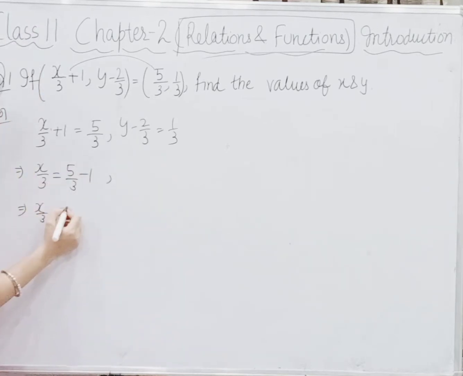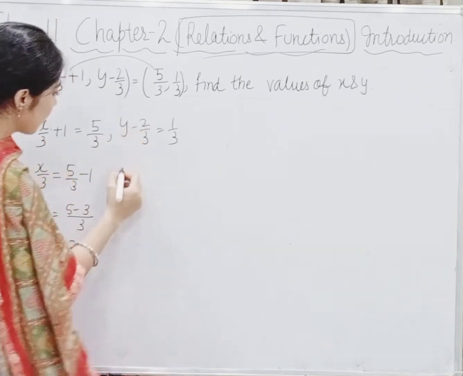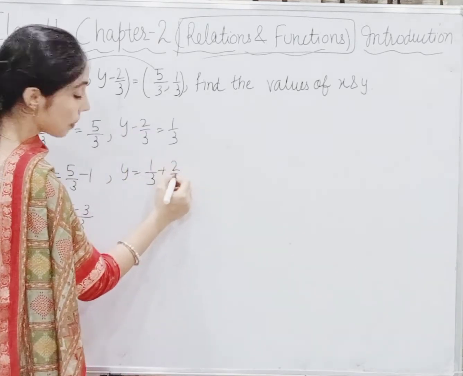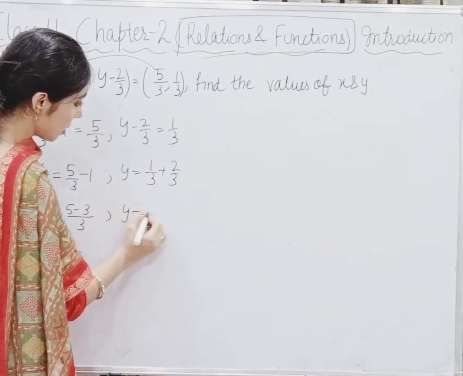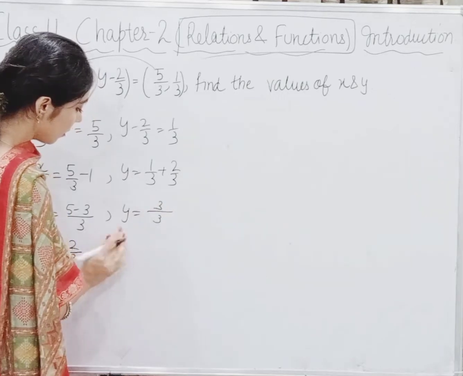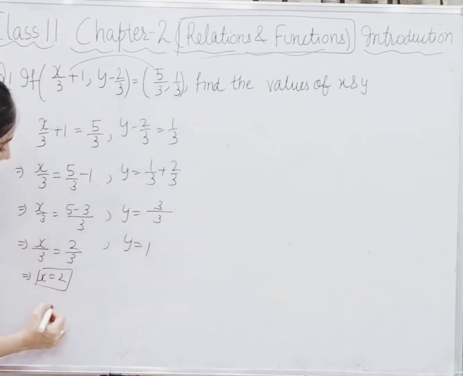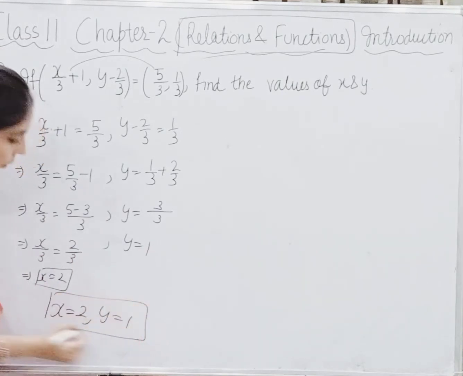x by 3 is equal to 5 minus 3 by 3. This will equal 2 by 3, which implies x is equal to 2. What about this? Here y is equal to 1 by 3 plus 2 by 3. So y is equal to 3 by 3, and y is equal to 1. So we have x is equal to 2, y is equal to 1.